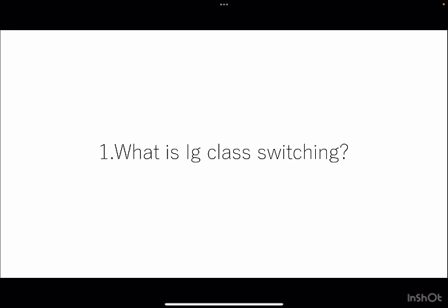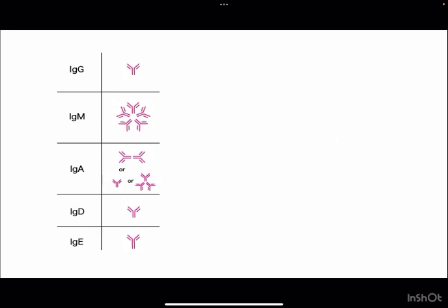What is Ig class switching? To understand the class switch, we must first learn about antibodies. There are five types of antibodies in total: IgZ, IgM, IgA, IgD, IgE. These are made by B cells, each with a different role.